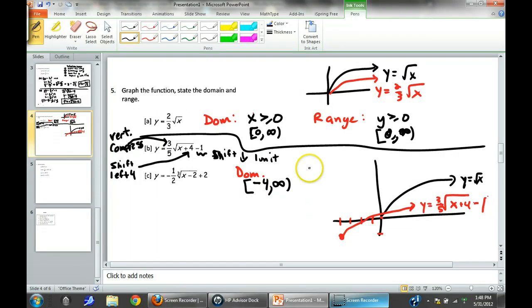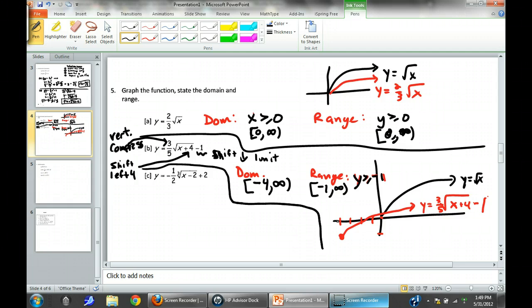And then with the range, the old range was y is bigger than or equal to 0. You shifted down by 1. So you'll have y is bigger than or equal to -1. And so in interval notation, that is -1 to infinity. Square bracket when you can equal, parentheses when you can't. Alright, great.